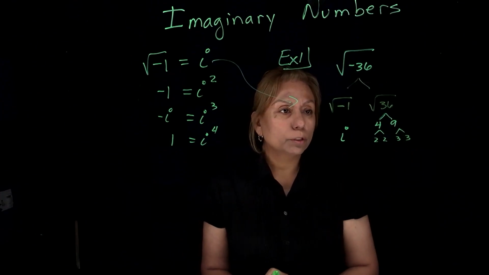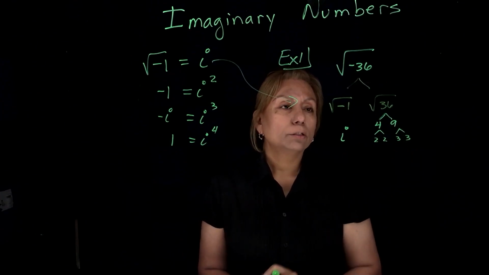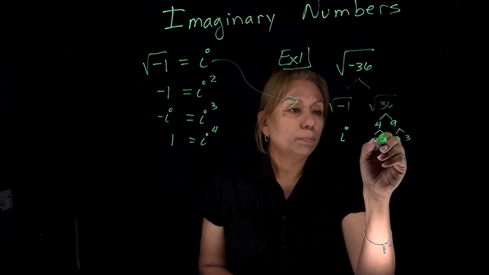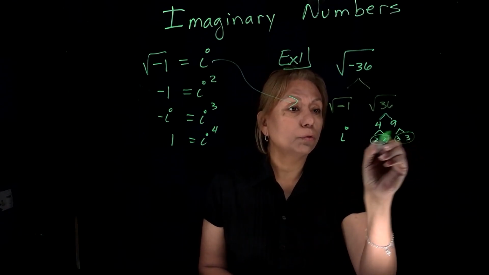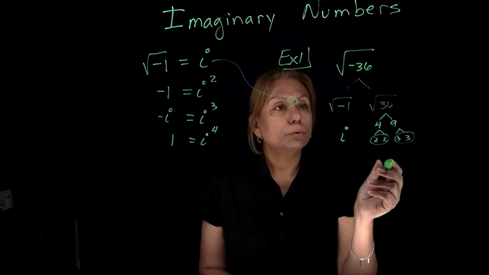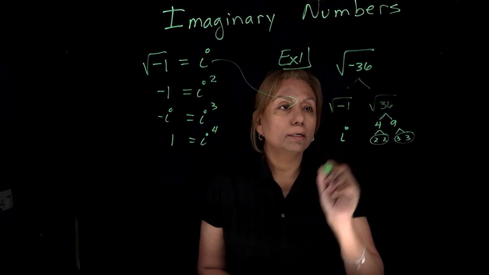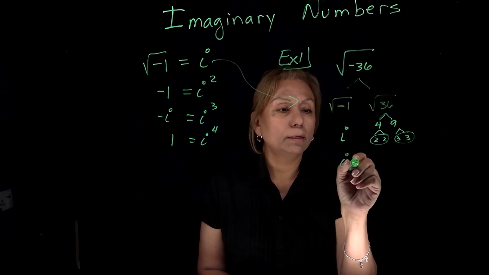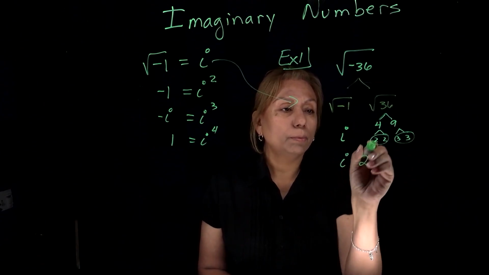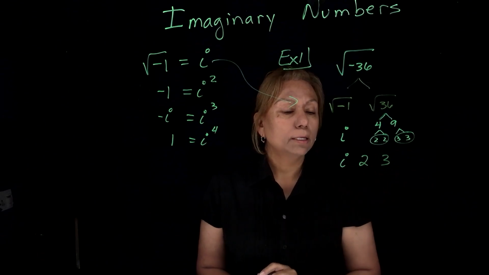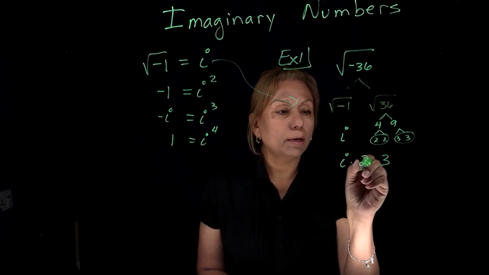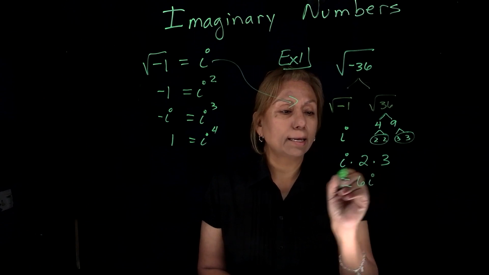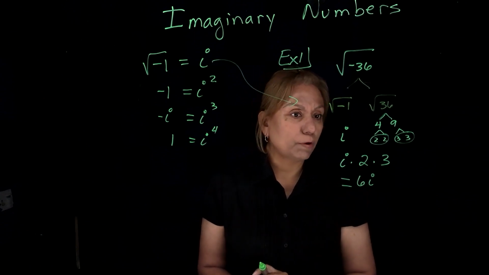What we're doing is we're looking for pairs. So we break our factor tree down into prime numbers. And then I have a pair of 2's and I have a pair of 3's. So what you do is you bring those pairs in front of the square root house. So we have that i that was brought out. We have a pair of 2's, a pair of 3's. And what we do is we multiply all those together and we end up with 6i. We write the coefficient in front of i.